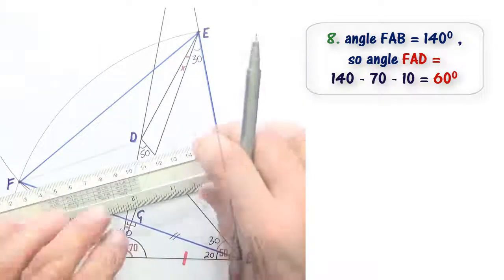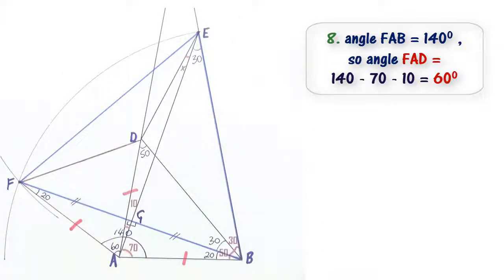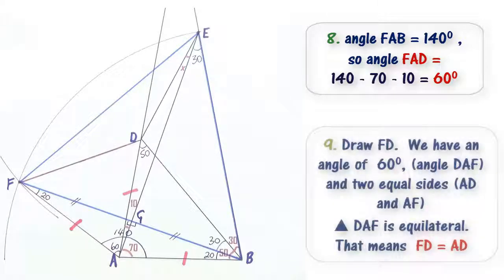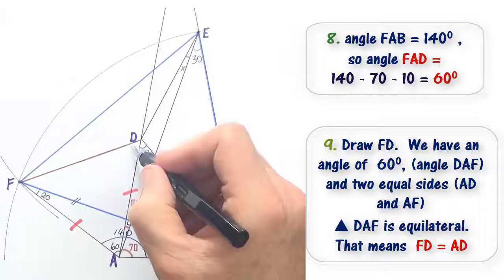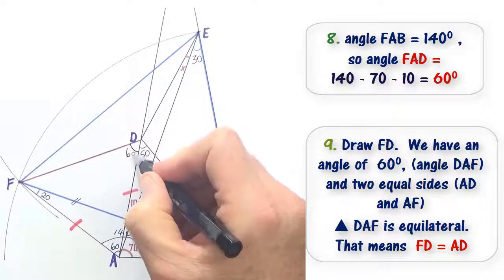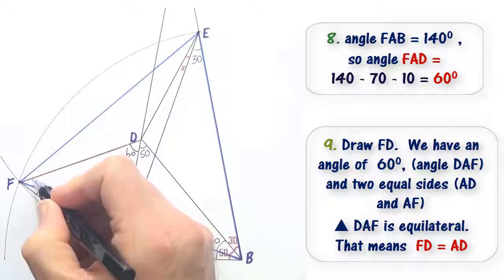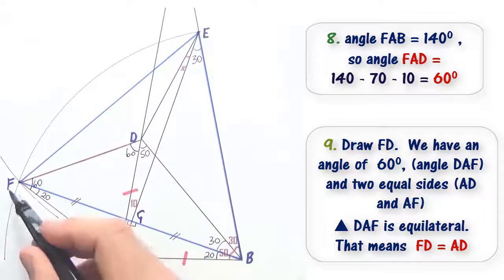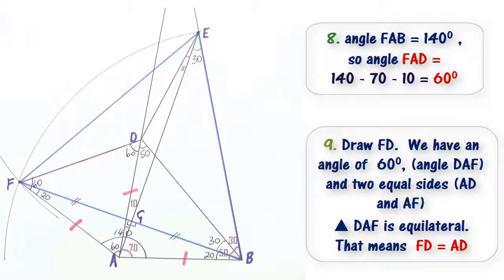Now I want to draw the line FD. And look at the triangle DAF. At A, I have an angle of 60 degrees and then two equal sides. The base angles will be equal, 60 and 60. Triangle DAF is equilateral. FD equals AD.